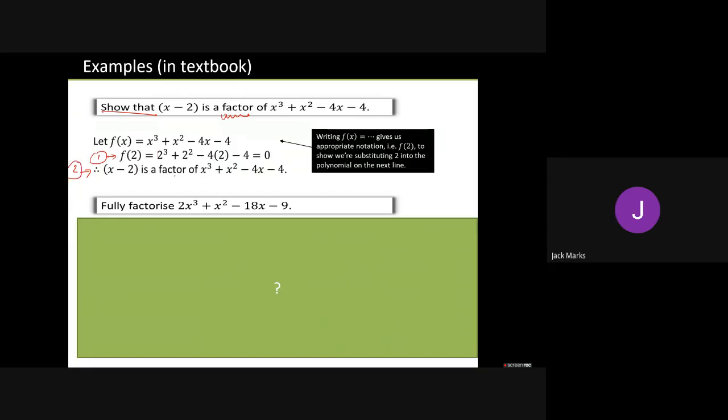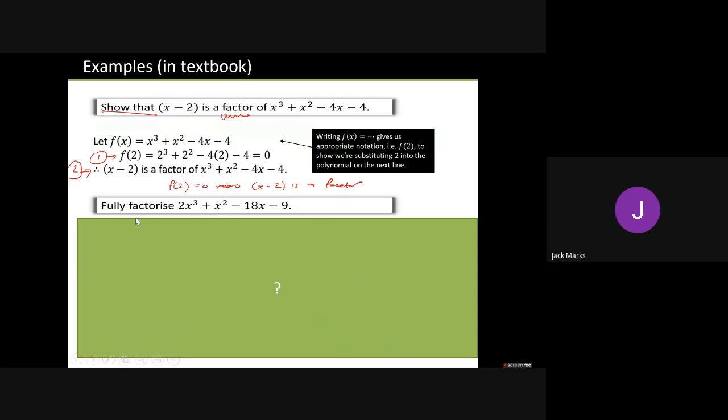If we put 2 in and we get an answer of 0, that must mean that x minus 2 is a factor. So this second line here is showing that you understand the factor theorem, the factor and remainder theorem. Okay? You need this extra part here. You need something like f of 2 equals 0 means x minus 2 is a factor. Okay, if you don't have that, you will not get the second mark.